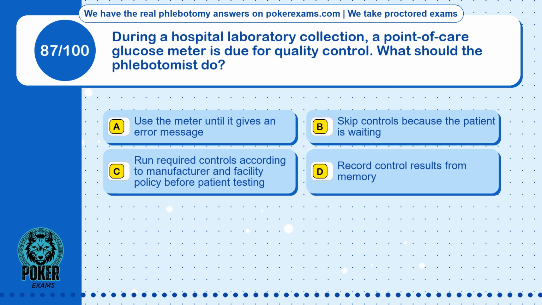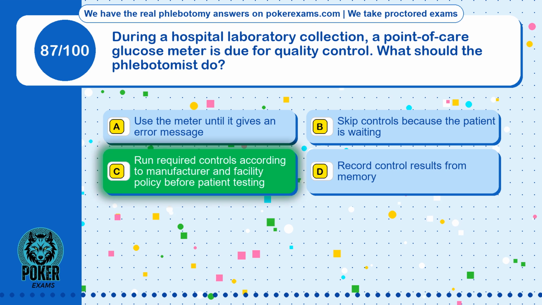Question 87. During a hospital laboratory collection, a point-of-care glucose meter is due for quality control. What should the phlebotomist do? Option A. Use the meter until it gives an error message. Option B. Skip controls because the patient is waiting. Option C. Run required controls according to manufacturer and facility policy before patient testing. Option D. Record control results from memory.